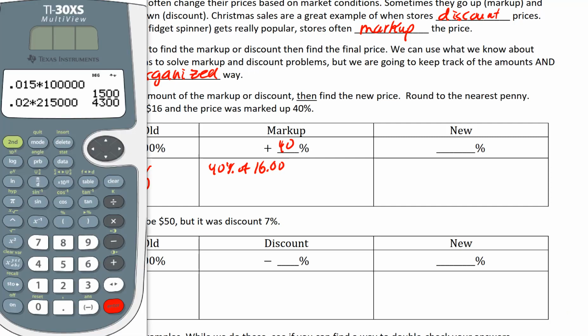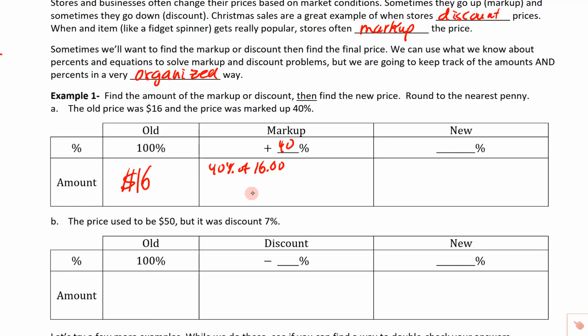So let's grab our calculator and figure that out. Because we can do this, it's going to be 40%, so I'm going to put 0.40, remember if we move it over two places, and then I'm going to times that by the $16. So I end up with $6.40. Okay, make that look right. We're going to circle that because it did say find the amount of the markup or discount.